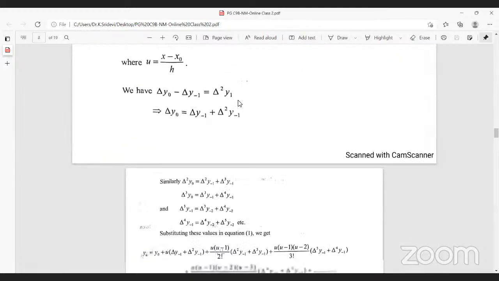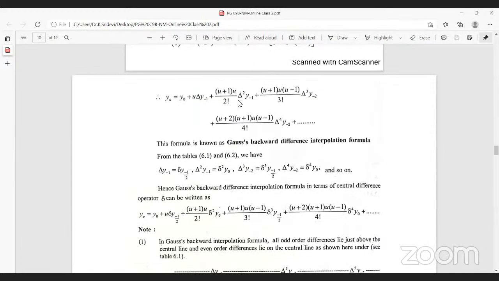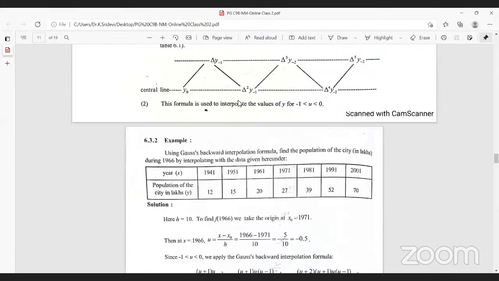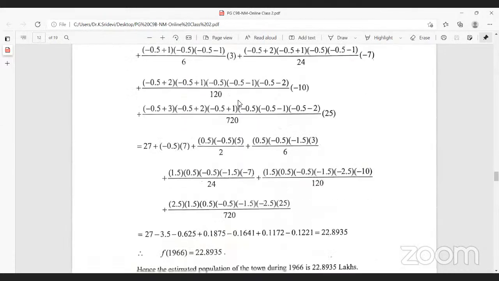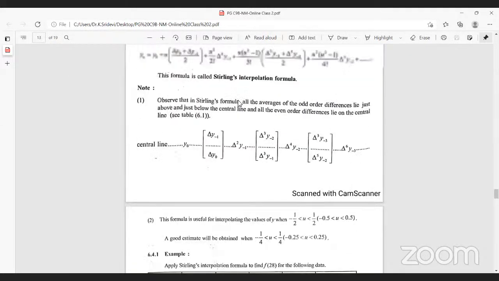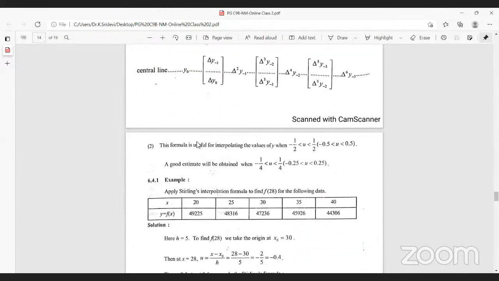Now we go to see the Stirling's formula. It is located here, like this. So when we use this formula, the concept is the same for finding the functional value at any value of x. This is the middle value of x, okay? But there are two formulas which we have discussed, Gauss's forward and Gauss's backward formulas. But why are we using Stirling's formula?